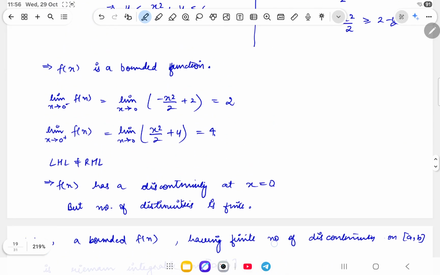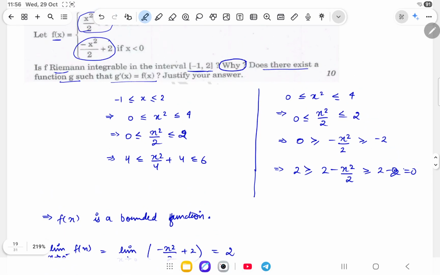So that's the first part of the question, that we're supposed to check if it is Riemann integrable or not, and we have given the reason as well, because the discontinuity is finite, so it is Riemann integrable. Now we are supposed to check if there exists a function g such that this holds.